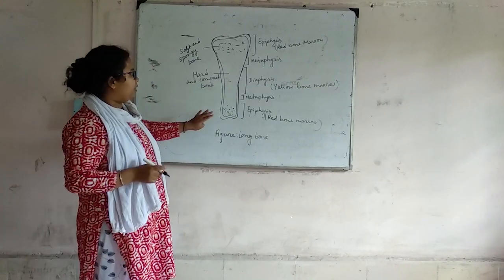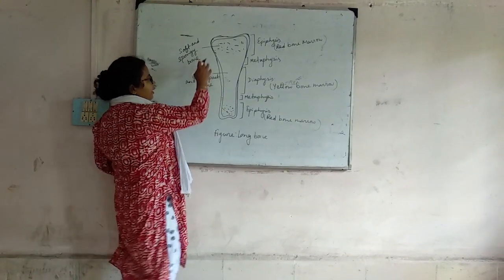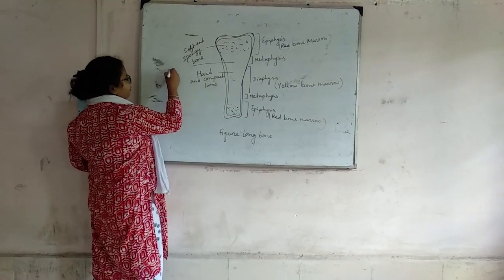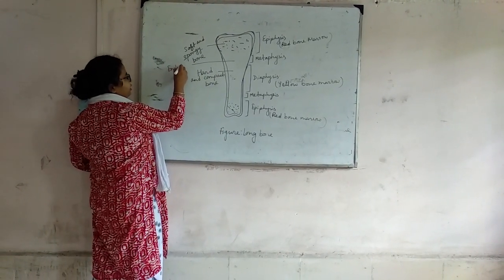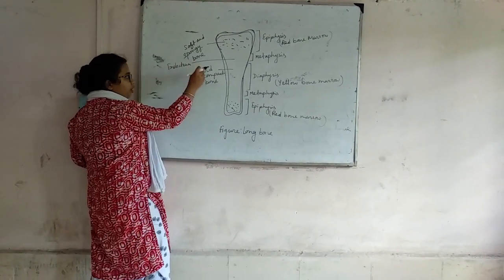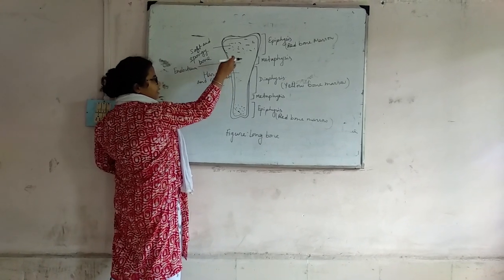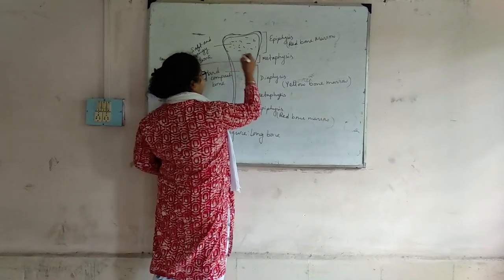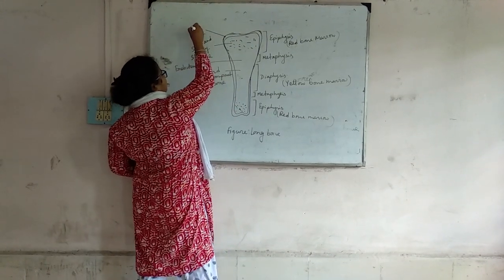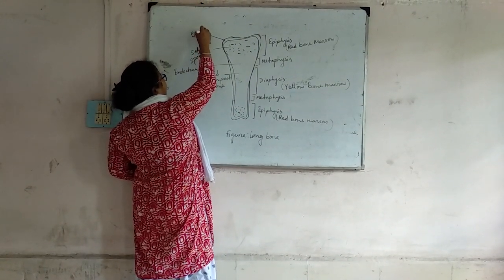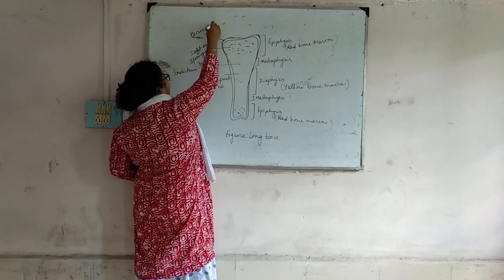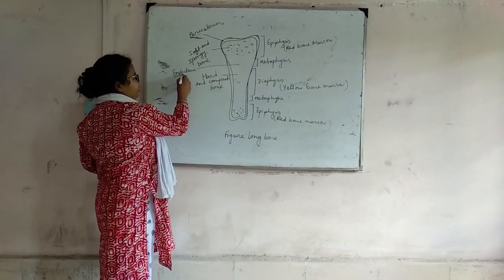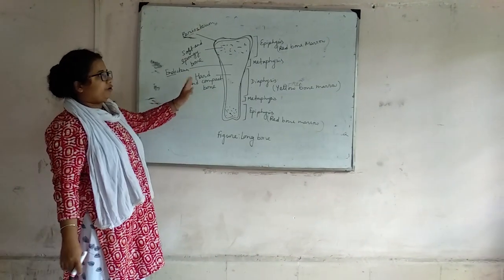Now, the inner part of the long bone is called endosteum. The inner layer is called endosteum, and the outer layer is called periosteum. We know peri means outer and endo means inner. Therefore, the inner layer or inner part is called endosteum.